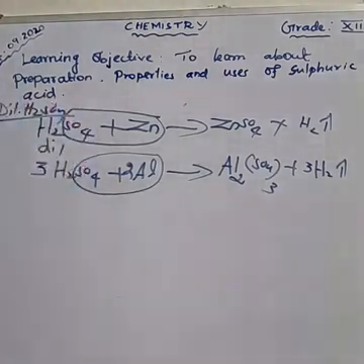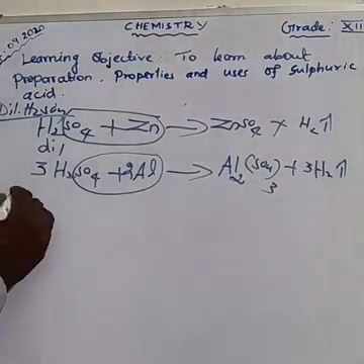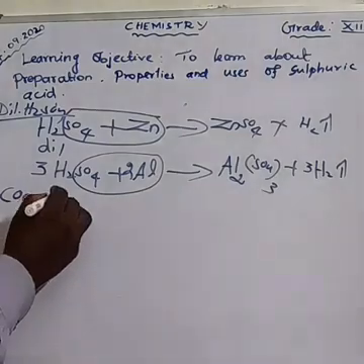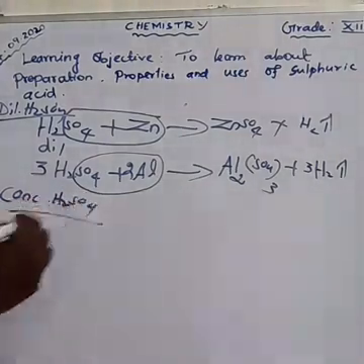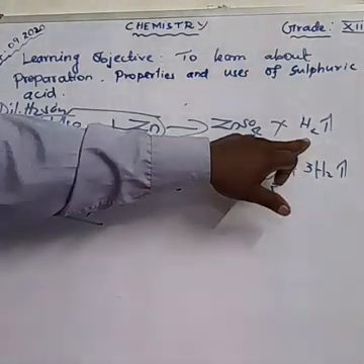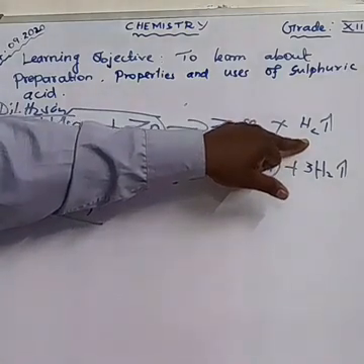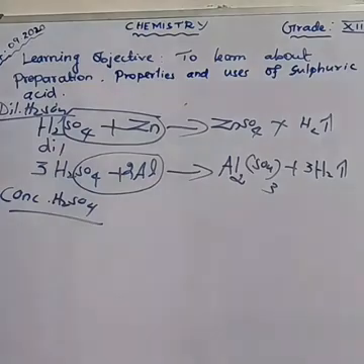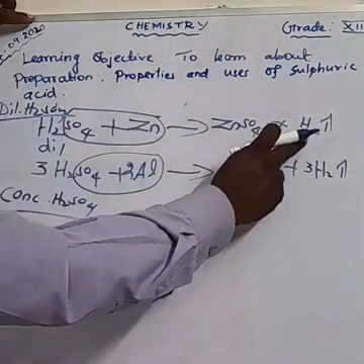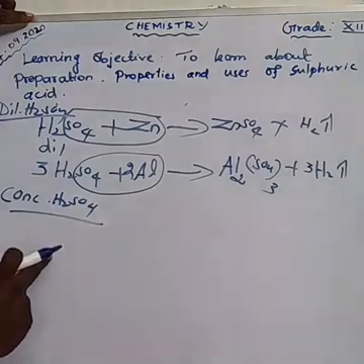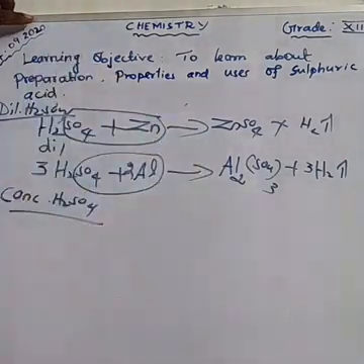Next, about the concentrated sulfuric acid. For the dilute acid, hydrogen gas is evolved. But for the concentrated sulfuric acid, sulfur dioxide gas is evolved. That is the difference. Dilute sulfuric acid, hydrogen is evolved. Concentrated sulfuric acid, sulfur dioxide gas is evolved. Let us take copper metal.